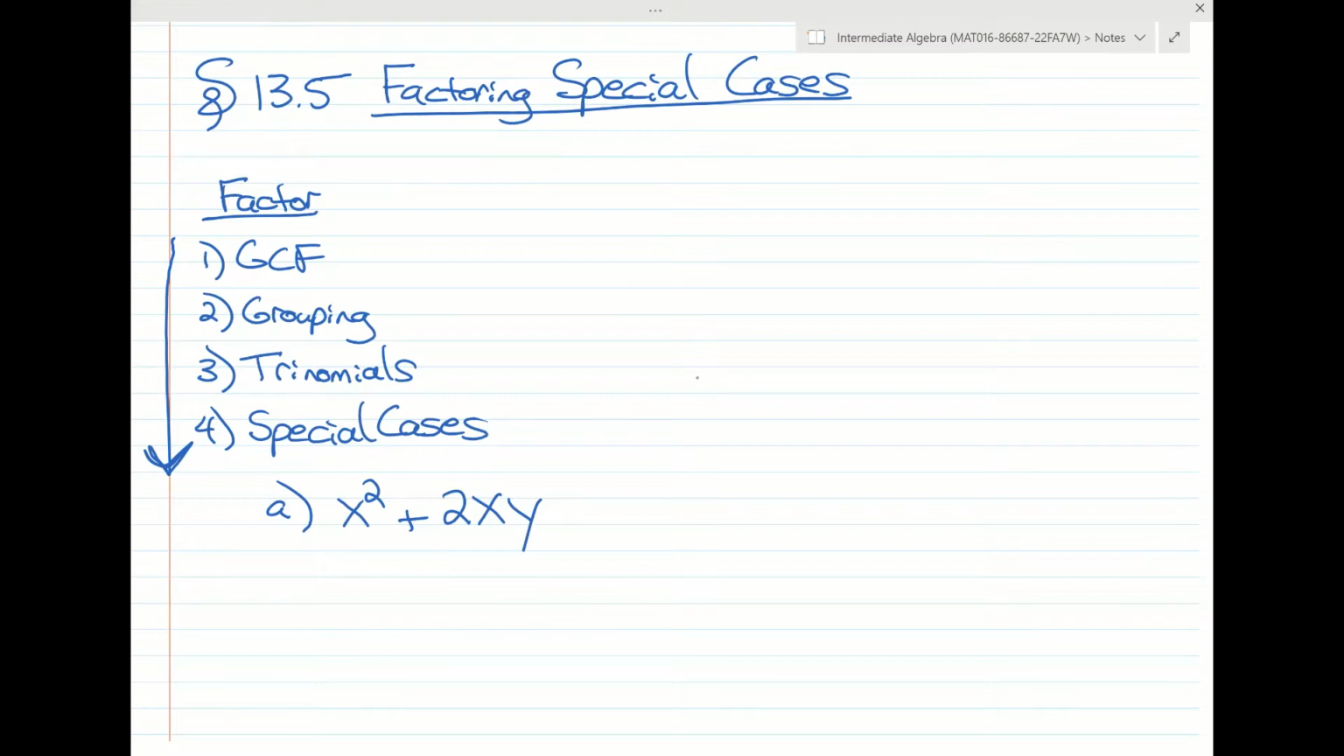The three special cases that we could see: if you see something squared plus 2 times the first and last plus the last squared, we could write this as x plus y times itself, or just x plus y times x plus y. And I'm going to give you examples of all of these too.